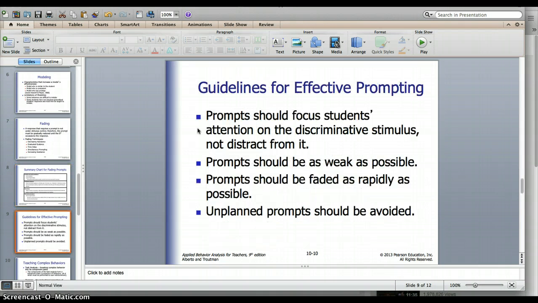But we do know that when we're looking at prompts, we definitely don't want to provide more prompts than are needed. So if a student just needs us to point to the waste paper basket to throw away paper, then we would not go over and take them by the hand and lead them over to the garbage can and hand over hand put something in the trash. Go with the least amount of prompting necessary, a point prompt or a verbal prompt.